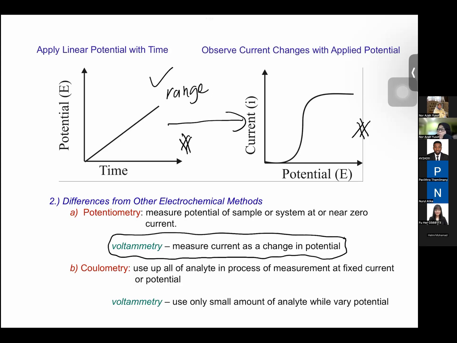So I don't want to discuss potentiometry. I just want to discuss voltammetry, because I don't think I'm capable of detailing out everything other than voltammetry, because this is the most important and the most used in construction of sensors.